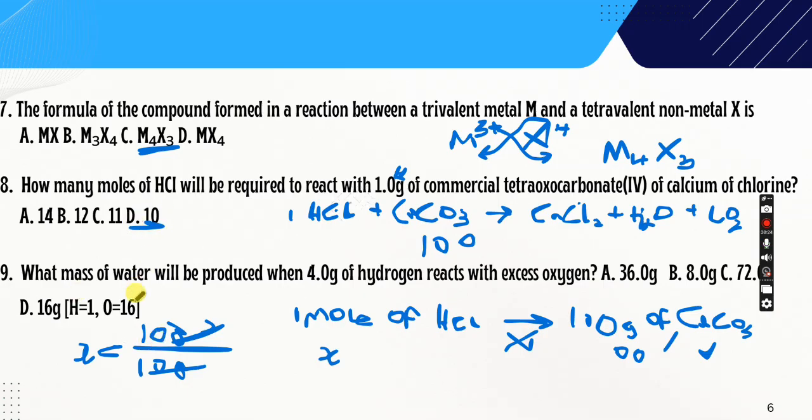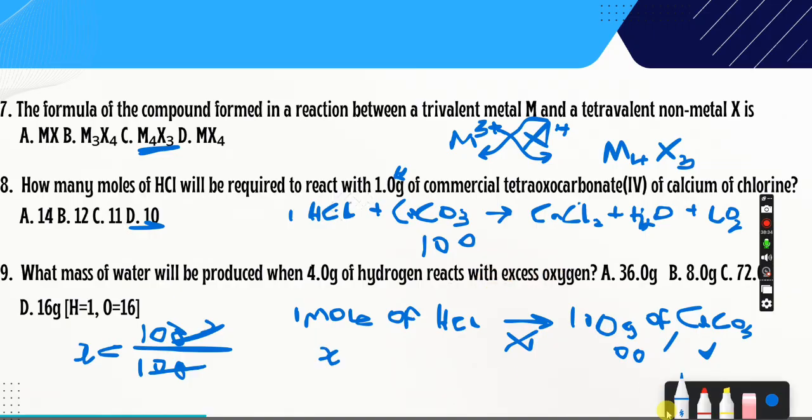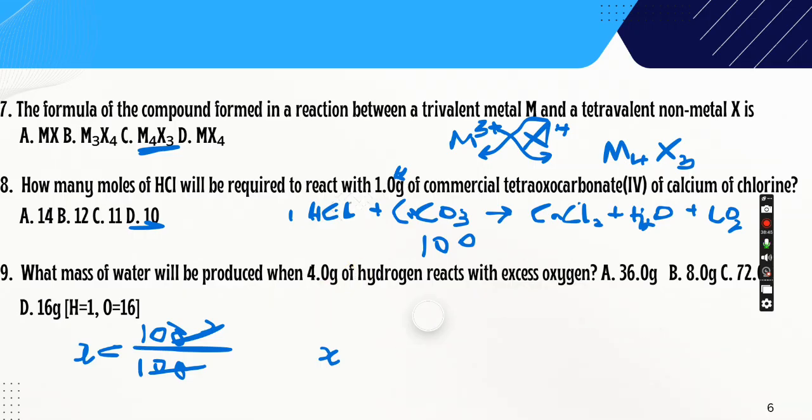So the next question is saying that what mass of water will be produced when 4.0 gram of hydrogen react with excess oxygen. Whenever you see questions like this, the first thing you must do is to write the equation of reaction.